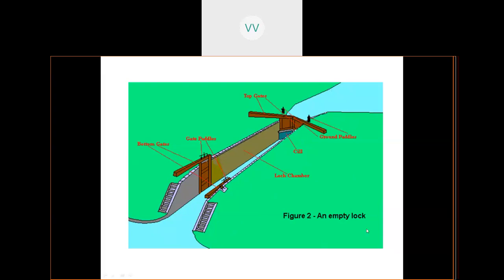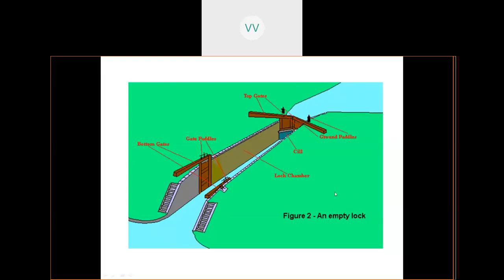Here this is the empty lock because it is in the closed condition, and right at the upstream end the gate is closed. So there is no question of anything entering or passing down. First the bottom gates are closed and top gates are open. Then when the top gates are closed, the bottom gates are open. So only one at a time will be opened. This shows the sketch or the photograph of an empty lock.